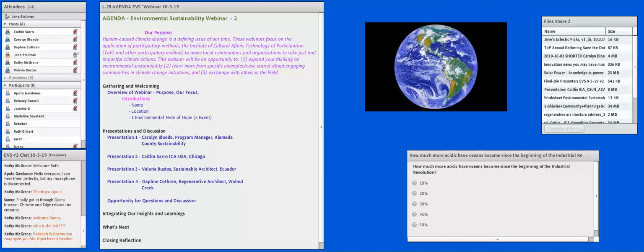We will move after introductions into the presentations. Carolyn Bloede is going to start with the Alameda County Sustainability Program, which I've had an opportunity to work with over 10 years. Carolyn and her team have done some really interesting and inspiring work for the county in which I used to live. I live in Cuenca, Ecuador now. She's going to share some of that work with us, not all of it, but a good hunk of it.